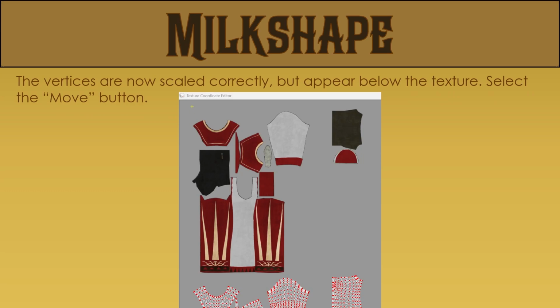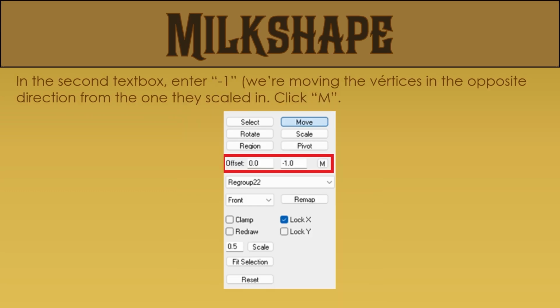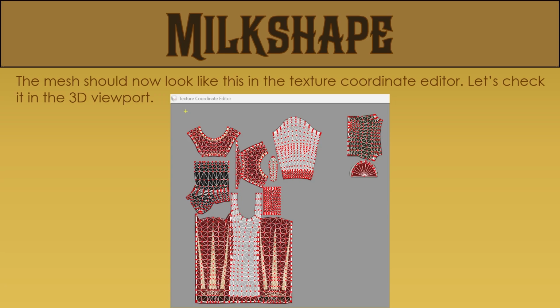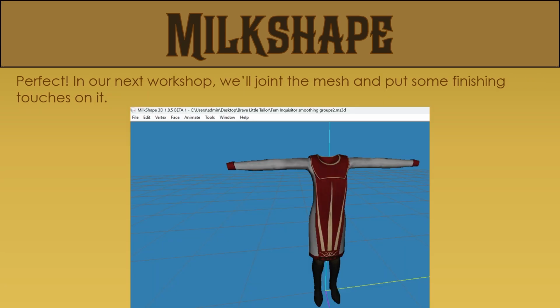Now we need to move it. We select the Move button. Then we make the offset -1 on the Y. So we're just moving it vertically, and that's going to scoot it up. When we're done, it's going to look something like this. This is now aligned to the texture correctly. So we've got a small texture and we've remapped the mesh so that it aligns to the texture. And when we look at it in the 3D viewport, it looks like this now.